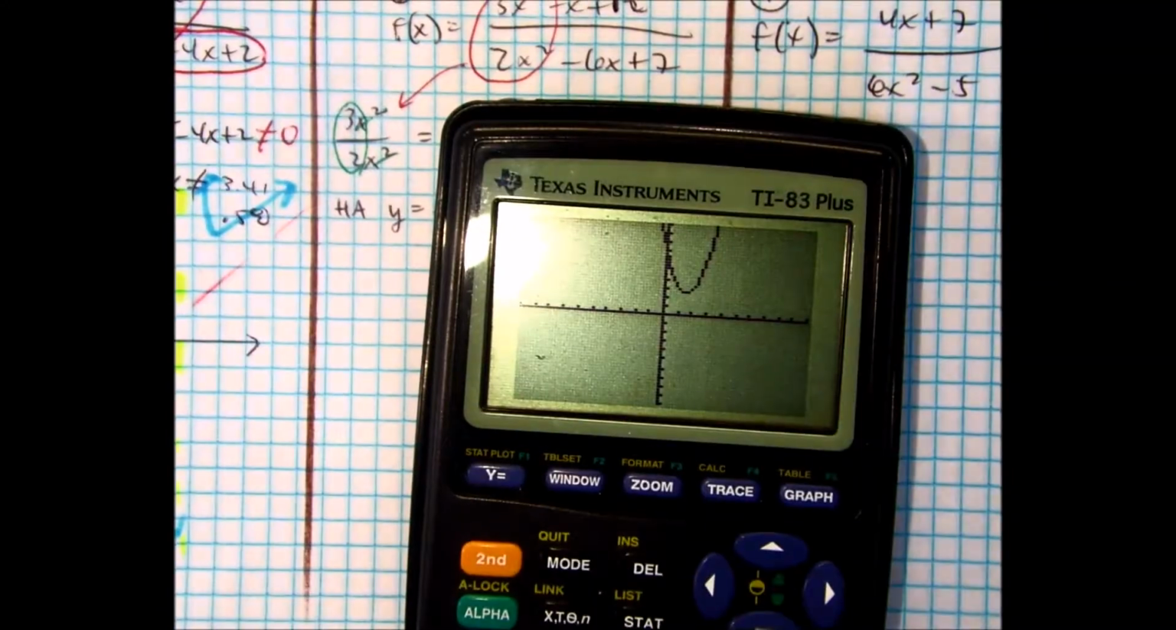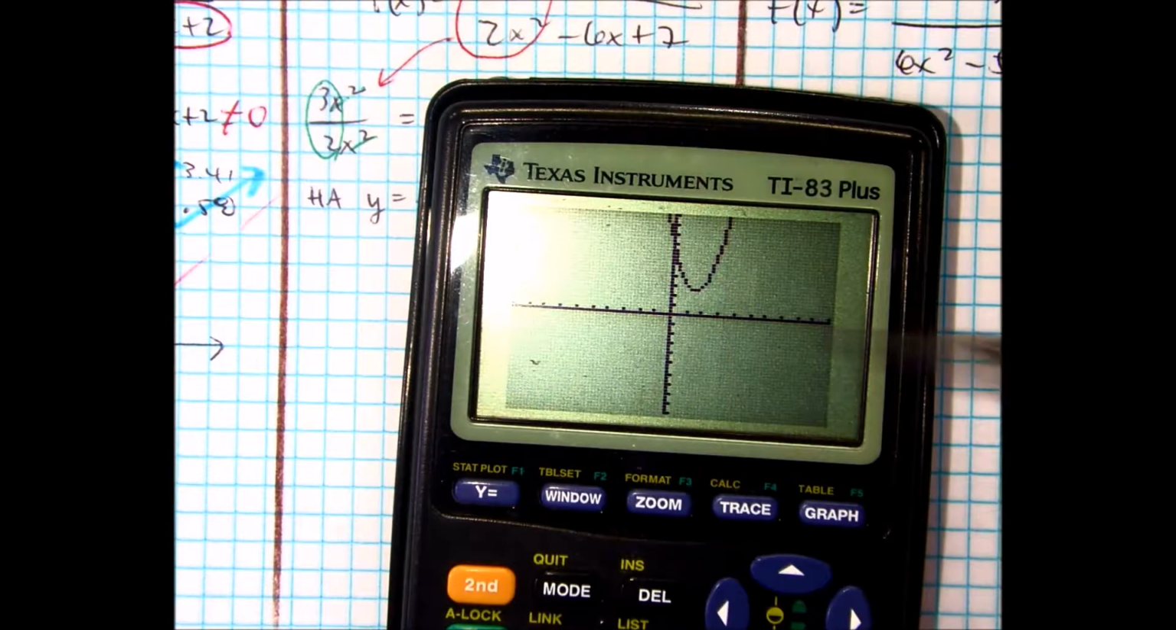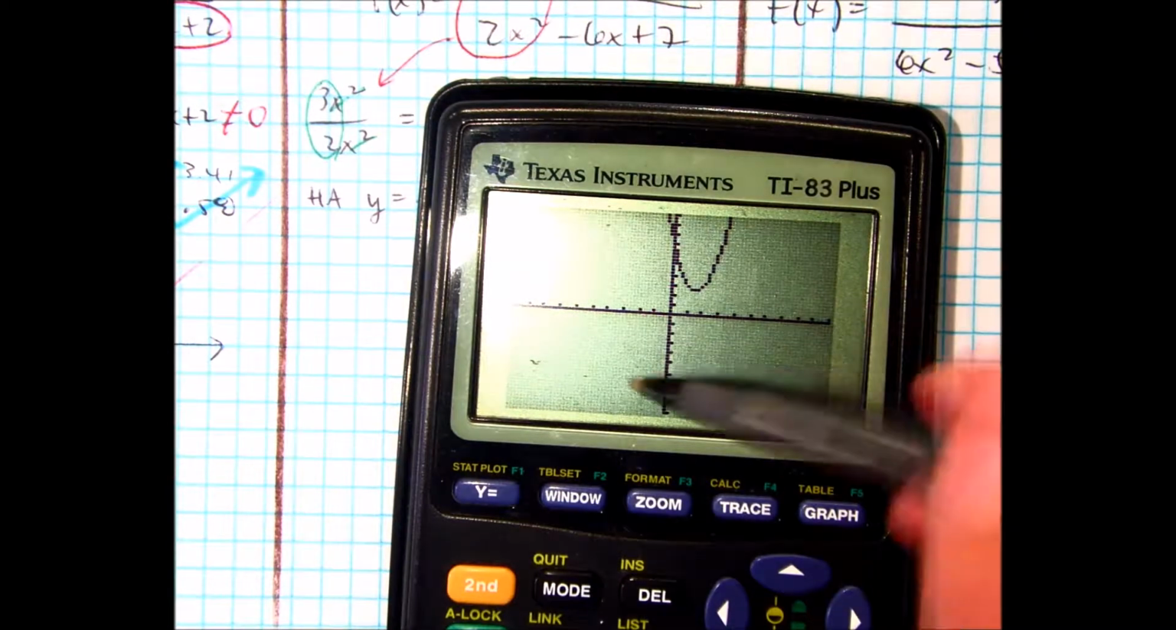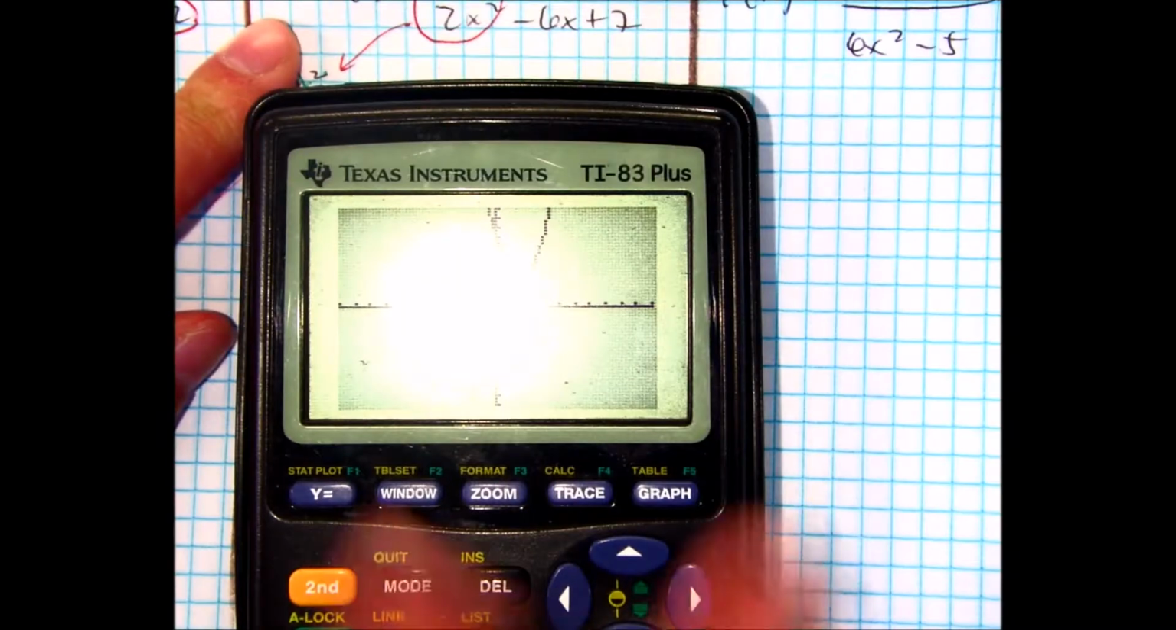Class, if you graph this, do you have any x-intercepts? So you can't solve for x. There are no real solutions. There are complex solutions. They involve i. Okay? So let's go ahead and put this into our calculator. Let's graph it.